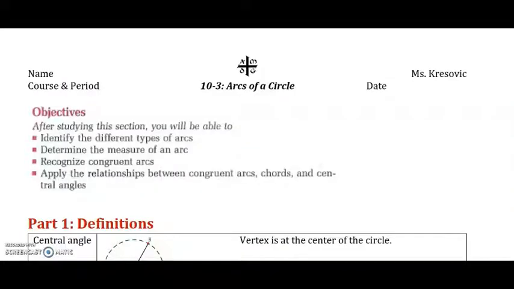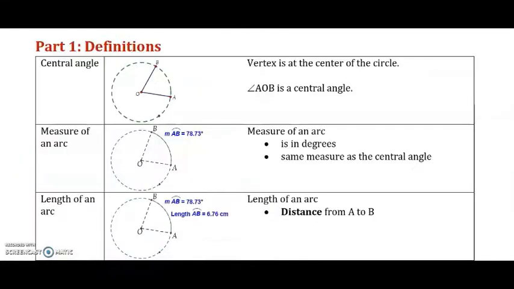In 10.3, we take a look at the arcs of a circle. We need to be able to identify different types of arcs, determine the measure of an arc, recognize congruent arcs, and apply the relationships between congruent arcs, chords, and central angles. Let's take a look at some definitions. A central angle has a vertex at the center of the circle. AOB is a central angle.